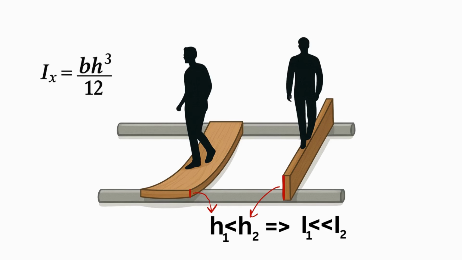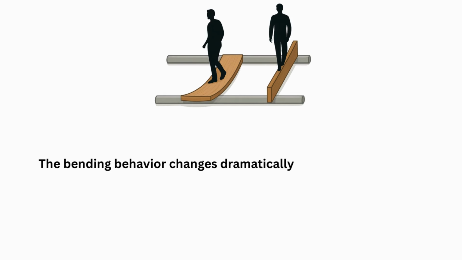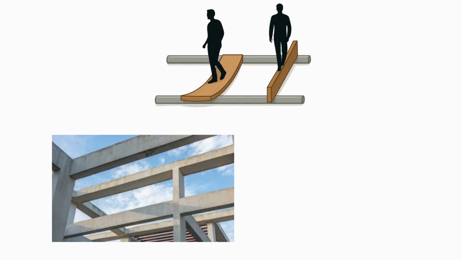As a result, the moment of inertia in the first case is much smaller than in the second case. This means the beam will bend very easily in the first orientation, and much more difficultly in the second one. Same beam, same material, different orientation. And the bending behavior changes dramatically. This is exactly why, in real structures, beams are placed with their largest dimension acting as the height h.